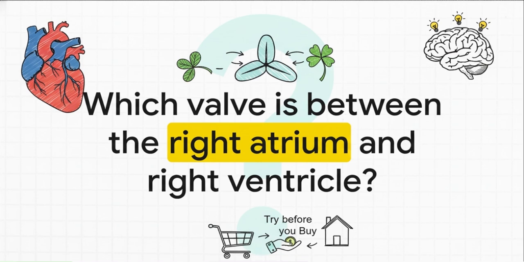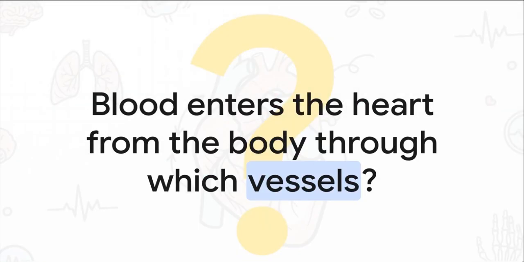The answer is the tricuspid valve. Remember our little trick? You try before you buy. It's the first AV valve the blood goes through. Question 2. Blood enters the heart from the body through which major vessels? Take a moment. The correct answer is the superior and inferior vena cava. They are the large veins responsible for collecting all that used, deoxygenated blood and bringing it back to the heart.